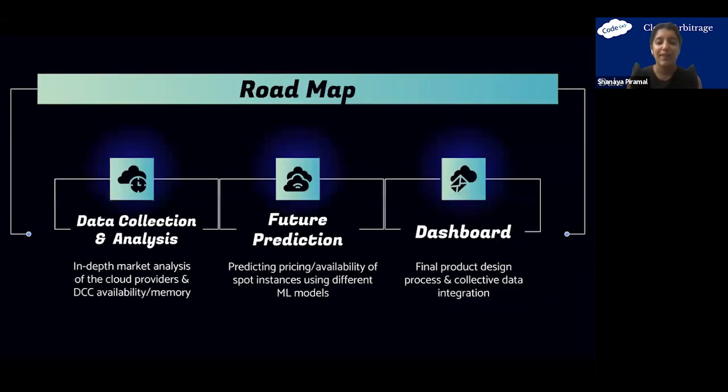And so our project can be divided into three main parts. The first part being data collection and analysis. During the first stage of our process, we did an in-depth market analysis on the different cloud providers. And we also did a deep dive into the DCC, looking at the different types of memory that were there and also the availability. And then we went into doing future predictions for the DCC data and the cloud providers. So we did pricing predictions for the cloud providers and then availability predictions in the DCC.